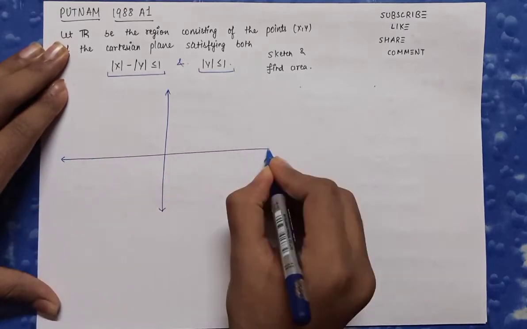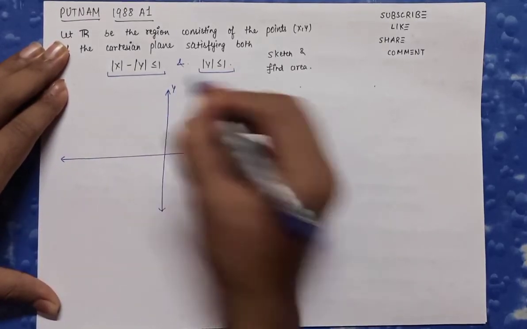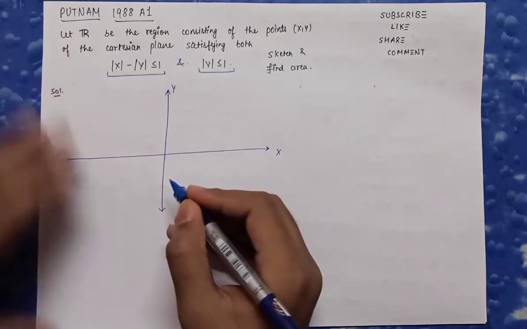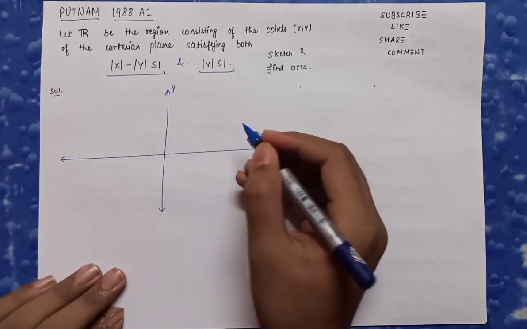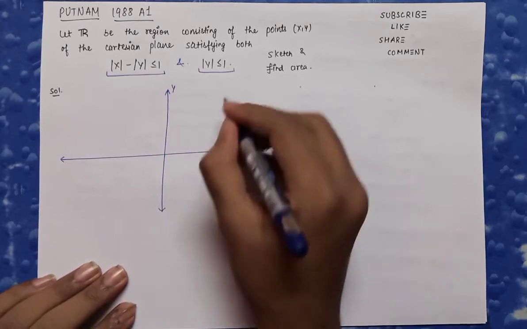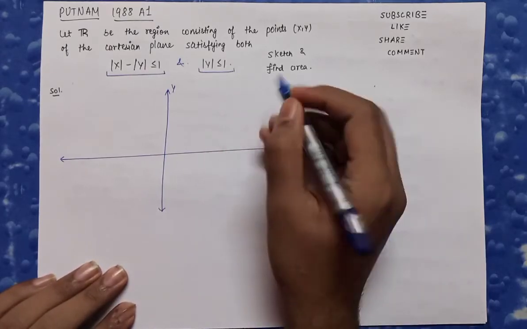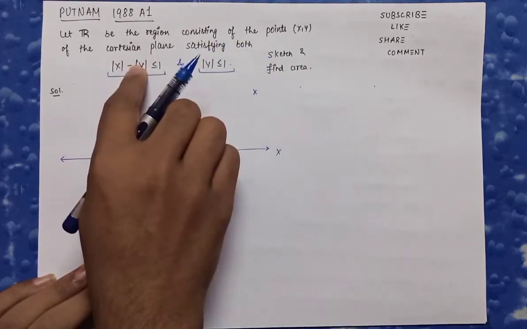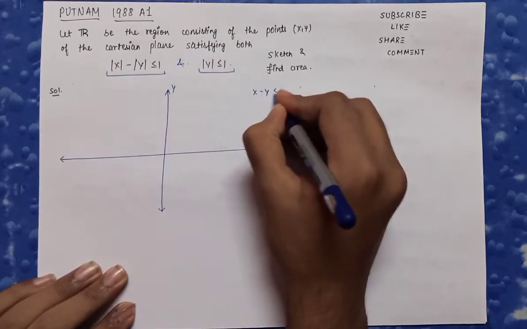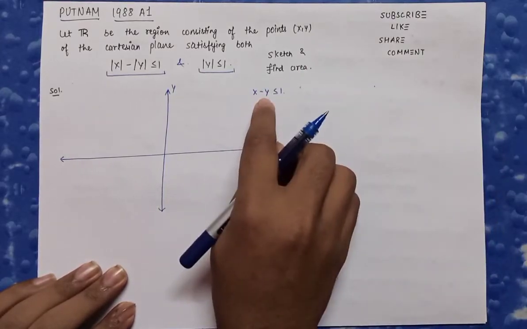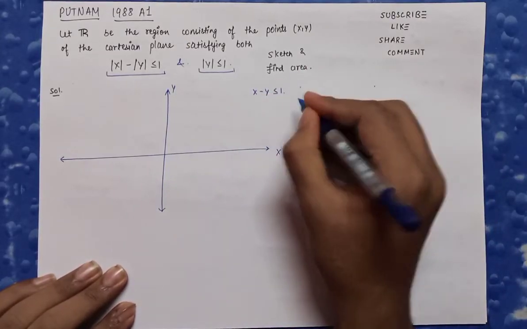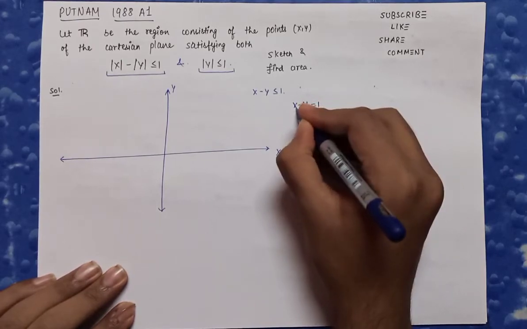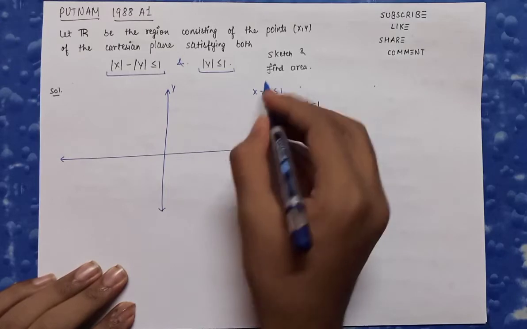So I have made the x and y axes. Here is positive and this is positive, then this is negative and this is negative, for both axes. So let's start. In the first quadrant, mod x can be written as x and mod of y can be written as y, so x minus y is less than or equal to 1. So let's make the graph of x minus y equals 1, then see which part of the line will satisfy this inequality.